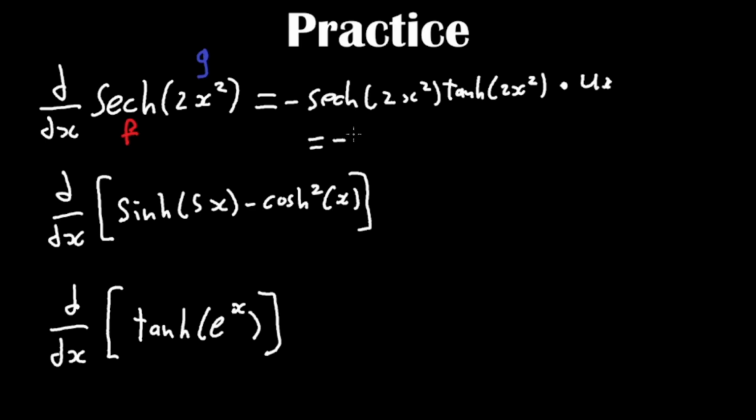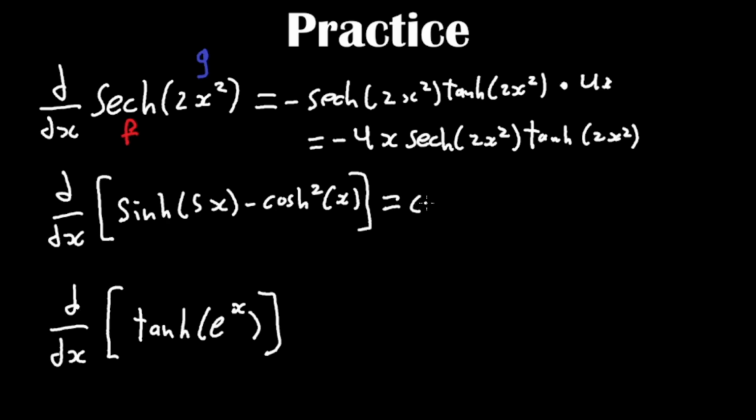So our final derivative is negative 4x times hyperbolic secant of 2x squared times hyperbolic tangent of 2x squared. Alright, for this next problem, we need to use two separate derivatives. So we know that the derivative of hyperbolic sine is hyperbolic cosine. So we know this first term is going to be hyperbolic cosine of 5x, but then we need to multiply by the derivative of the inside.